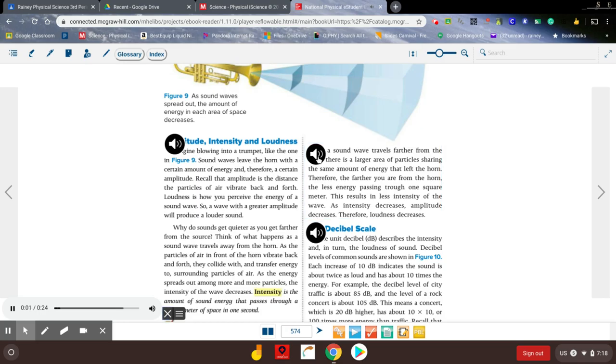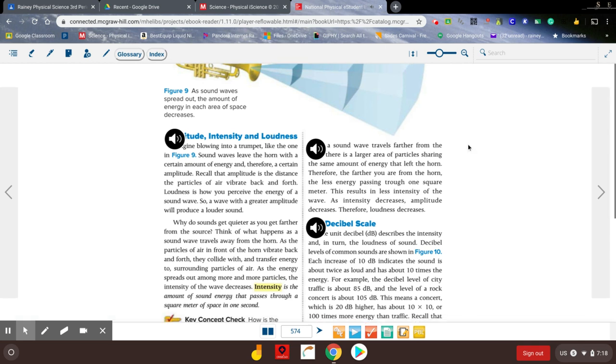As a sound wave travels farther from the horn, there is a larger area of particles sharing the same amount of energy that left the horn. Therefore, the farther you are from the horn, the less energy passing through 1 square meter. This results in less intensity of the wave. As intensity decreases, amplitude decreases. Therefore, loudness decreases.